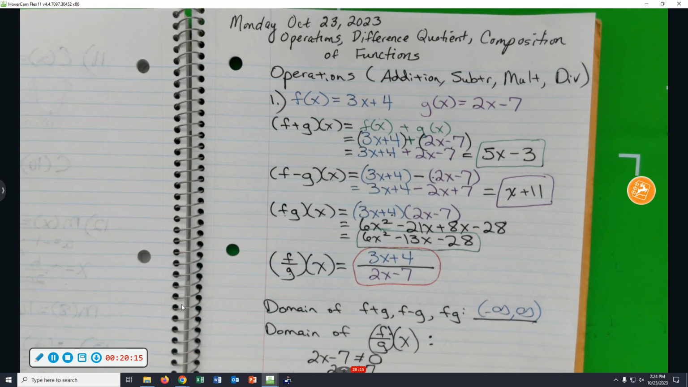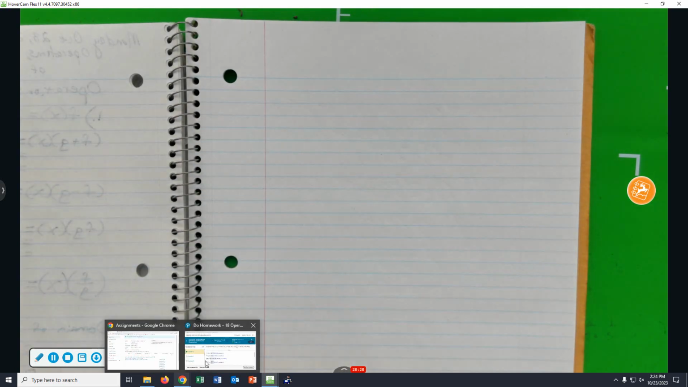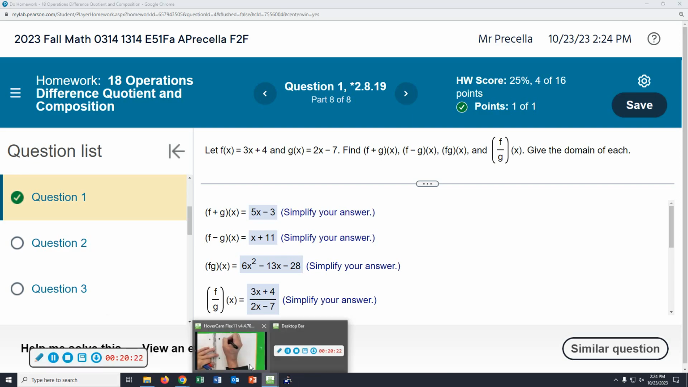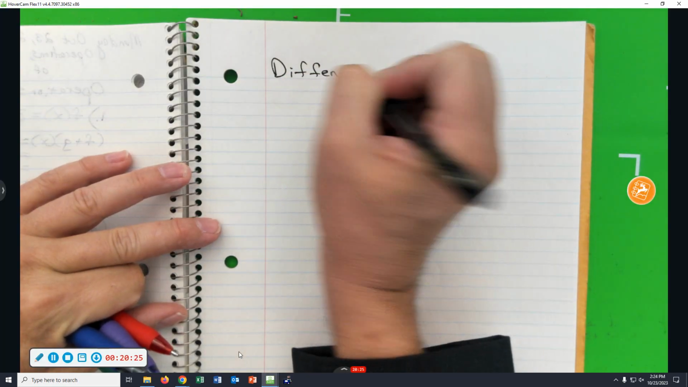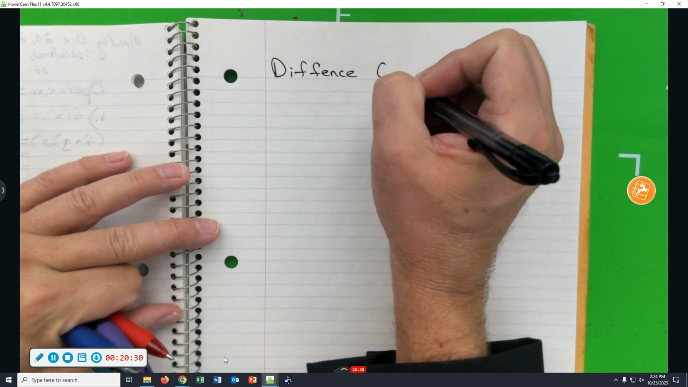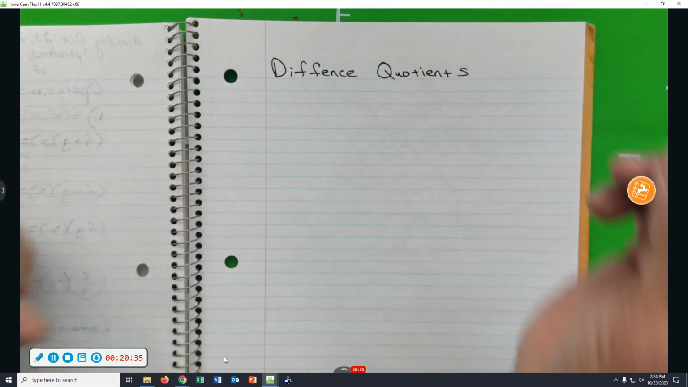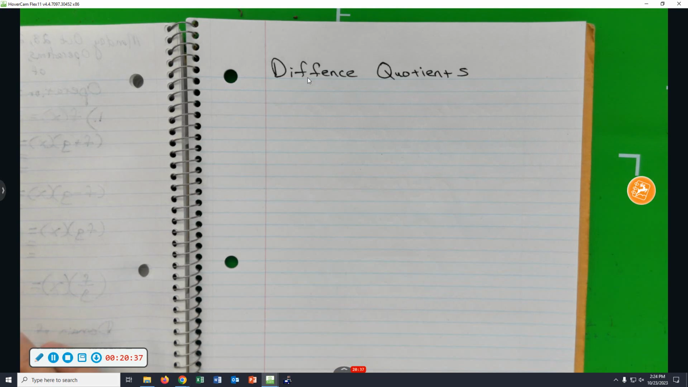A specific example of function notation that's important is the difference quotient. That's an important component of the definition of derivative from a calculus class. All we have to do is simplify difference quotients. We don't have to do anything with them other than just simplify them. Difference means what? Add, subtract, multiply, or divide. Subtract. Quotient means what? Divide.